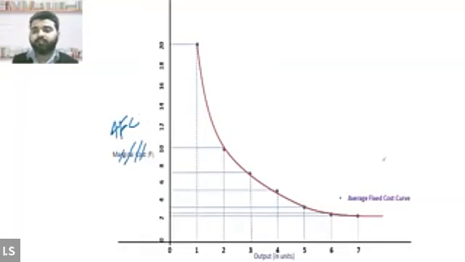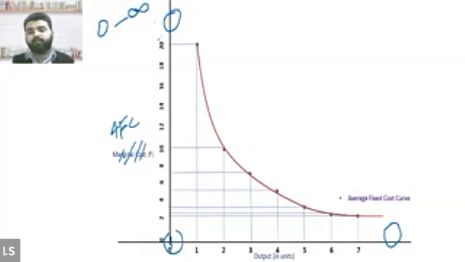Now you can see that it is neither touching the x-axis, nor the y-axis. Why is it not touching the y-axis? Because at 0 unit of output, average fixed cost is infinity, and infinity cannot be presented on the diagram. Therefore, we are not reflecting the AFC at 0 unit of output. Similarly, AFC can never touch the x-axis because AFC can never be 0.